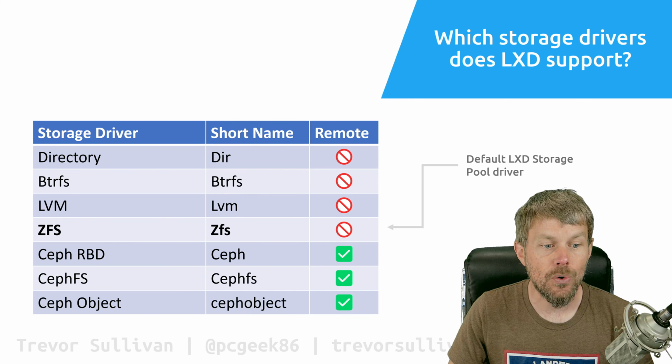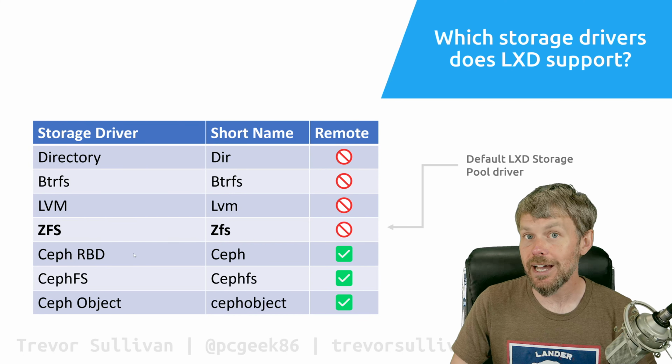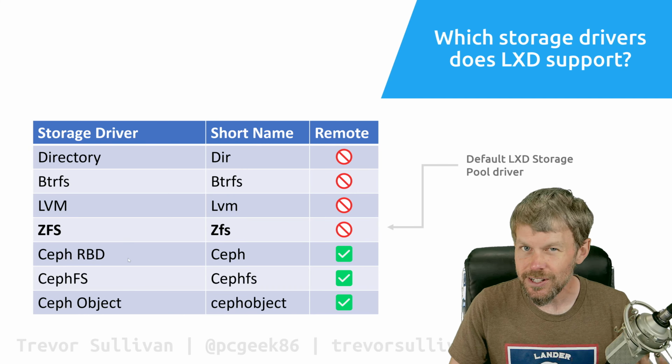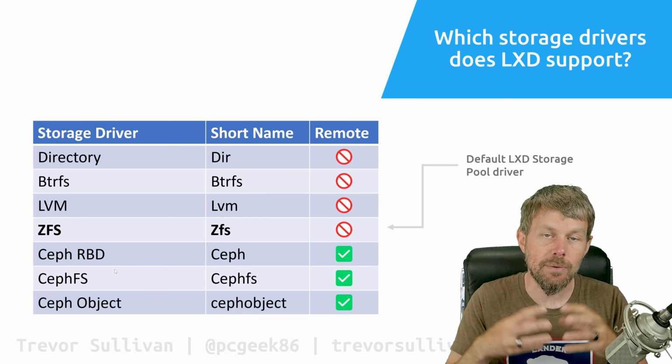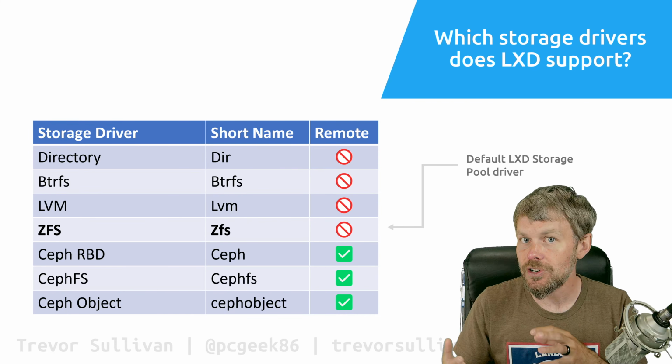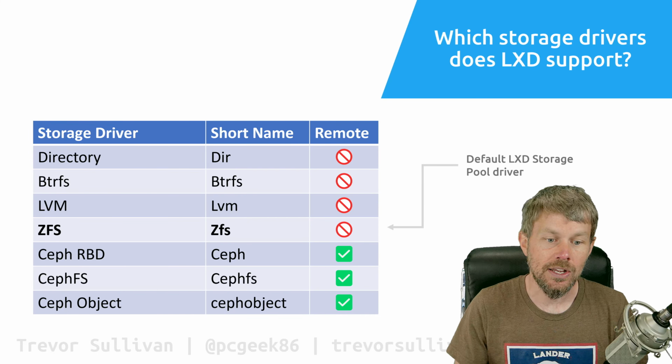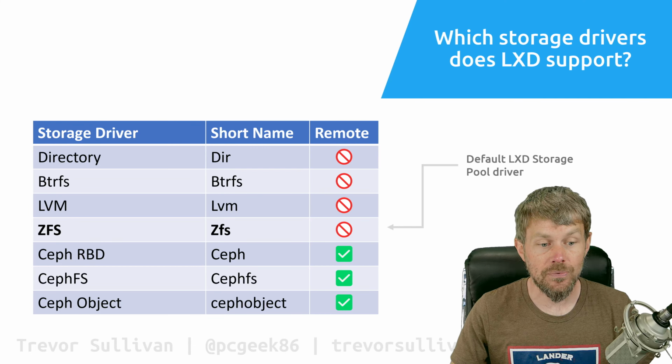There's also support for Btrfs, LVM. I actually really love LVM. It gives you tons of flexibility over how you control your physical disks and pool them together and stripe or mirror data across those different disks. So it's really great to see that they have support for LVM.